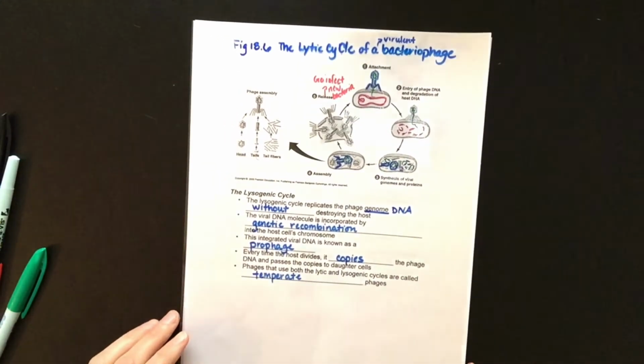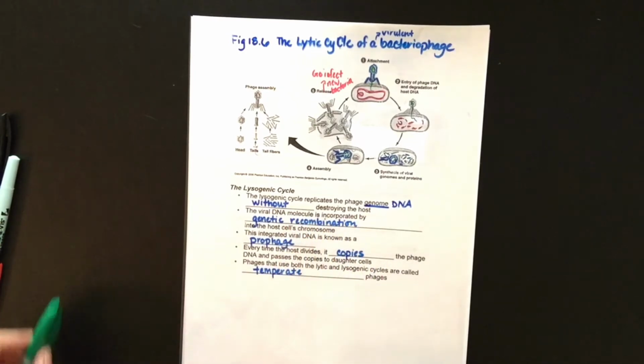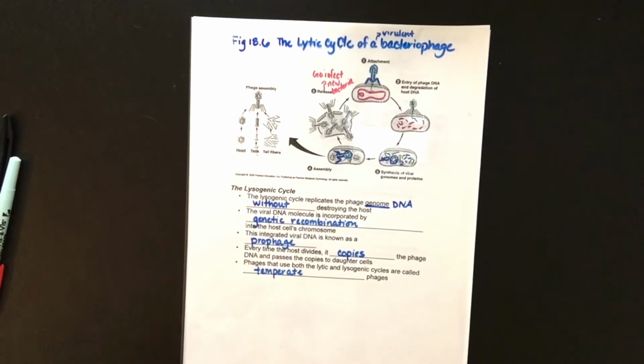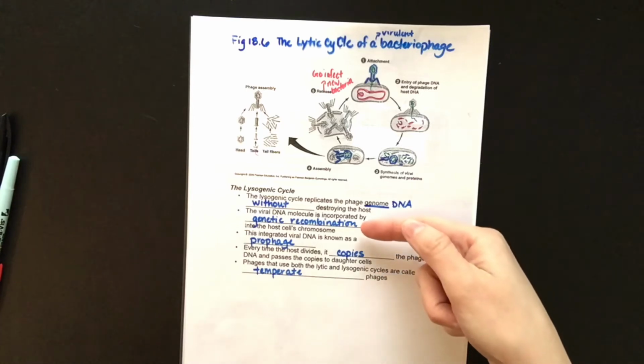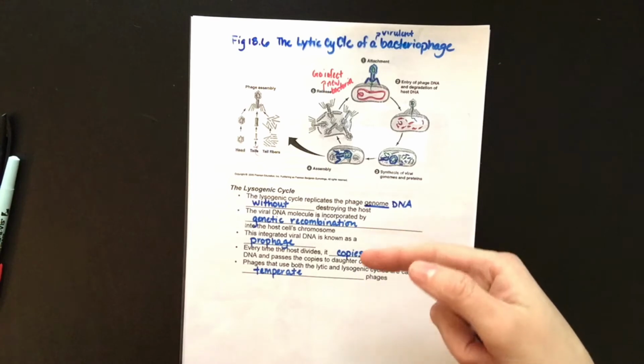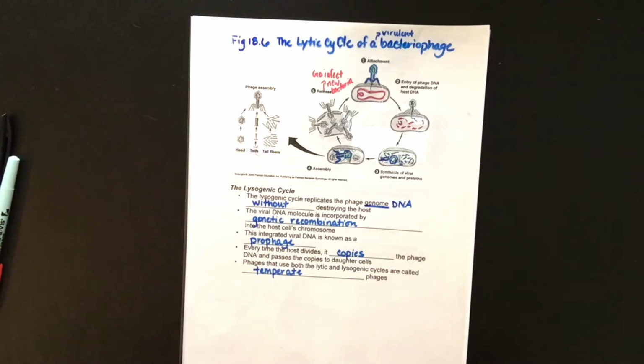So the lysogenic cycle down here replicates without destroying the host, which is what we just saw, and remember, allows the host to continue to replicate the viral DNA as the host cell replicates. The viral DNA is incorporated by genetic recombination, so that means two sources of DNA recombine together, and so you have part bacterial or host DNA and part viral DNA.